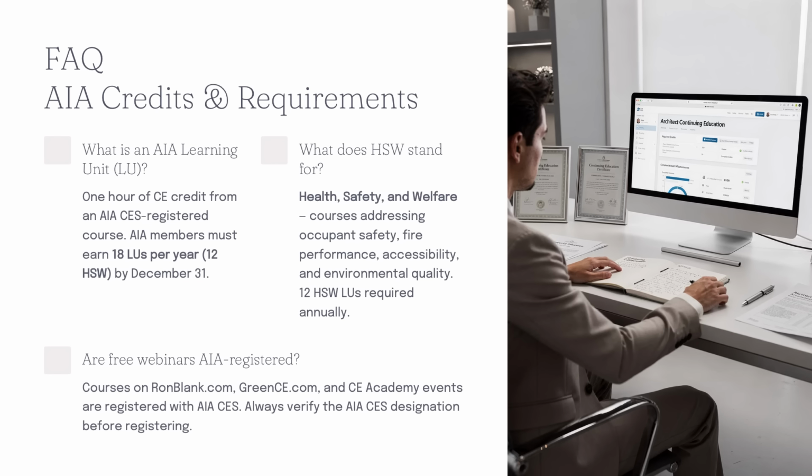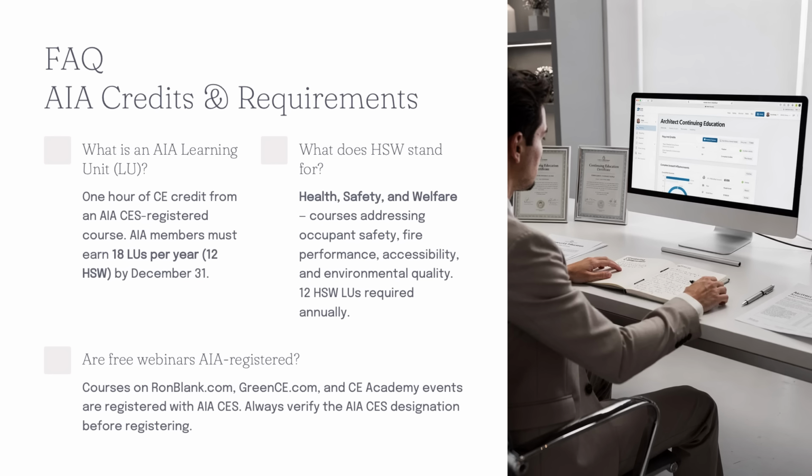Frequently asked questions. What is an AIA Learning Unit, LU? One hour of CE credit from an AIA CES registered course. AIA members must earn 18 LUs per year, 12 HSW, by December 31st, with reporting typically due by January 31st. What does HSW stand for in AIA continuing education? Health, safety, and welfare. Courses addressing occupant safety, fire performance, accessibility, and environmental quality. AIA members must earn 12 HSW designated LUs annually.